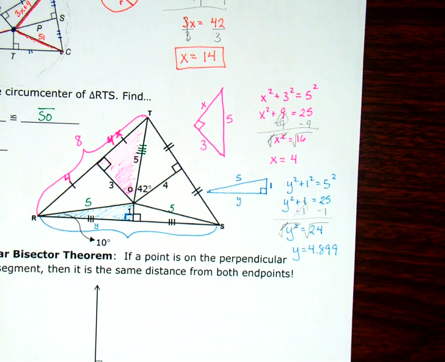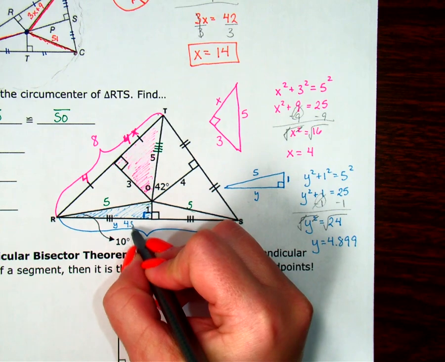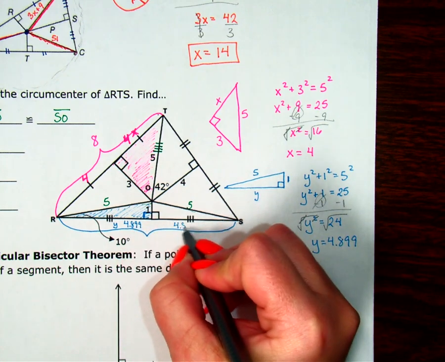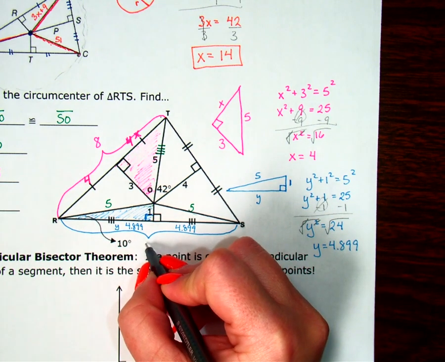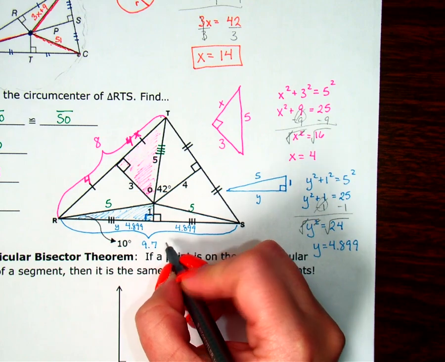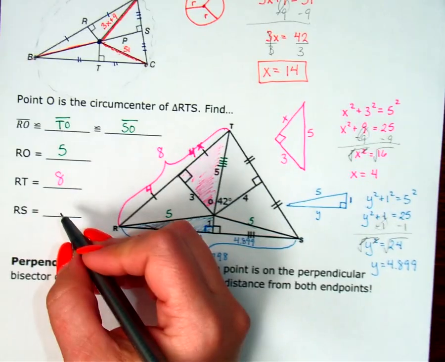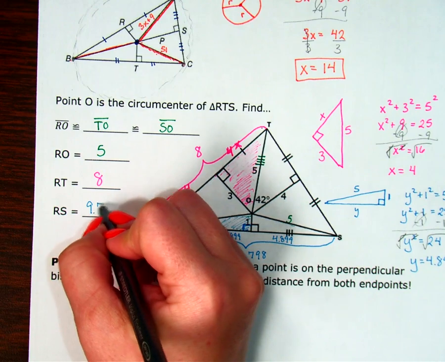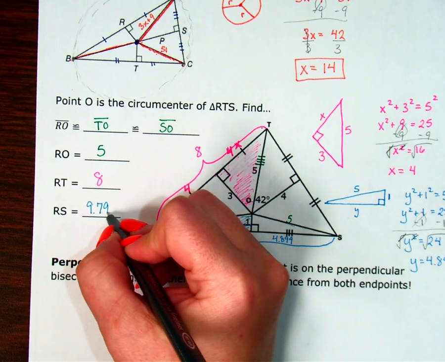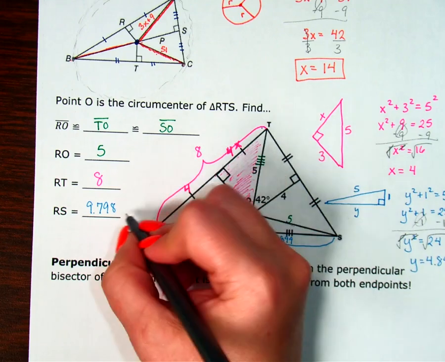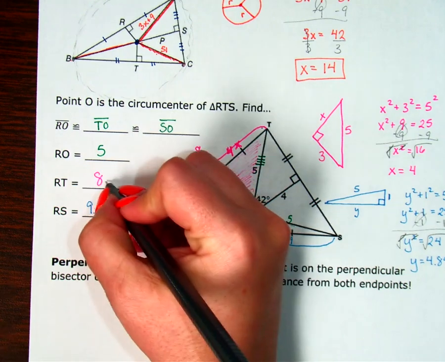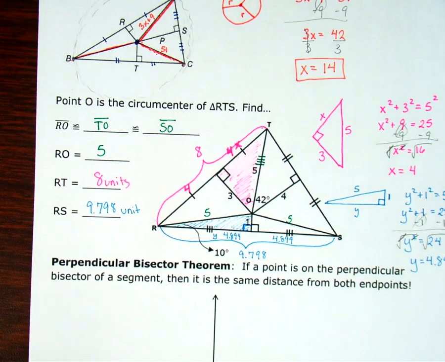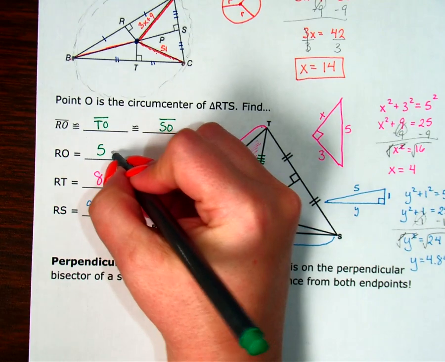Okay? All right, so now all I have to do is just double that, right? Because if this is 4.899, that means this side is 4.899. So when I double that, I end up with a whole side that is 9.798. So the distance from R to S is 9.798. And we don't know any of the units on these. They didn't give me any units, so I could just write 9.798 units, 8 units, and 5 units. It's always nice to include your units.